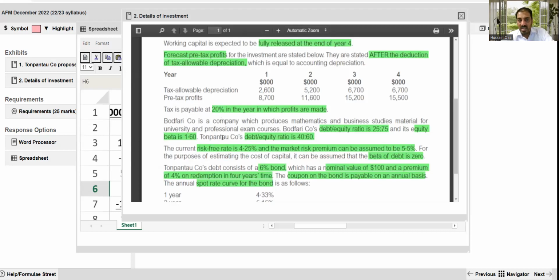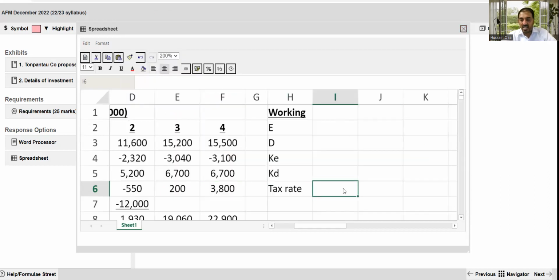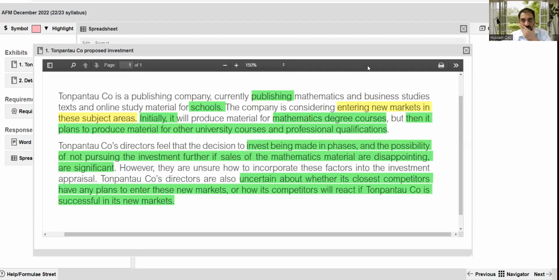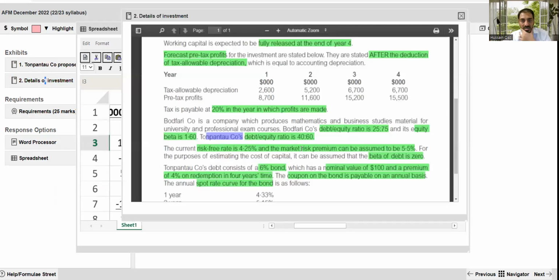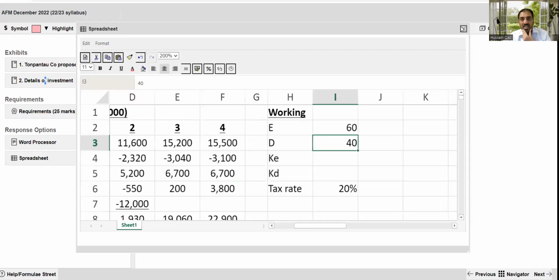Tax rate 20%, and the company's debt equity ratio is 40-60. Tax rate 20%, it's very simple. Debt 40, that's the debt ratio. Equity 60. I hope that all of you are with me.